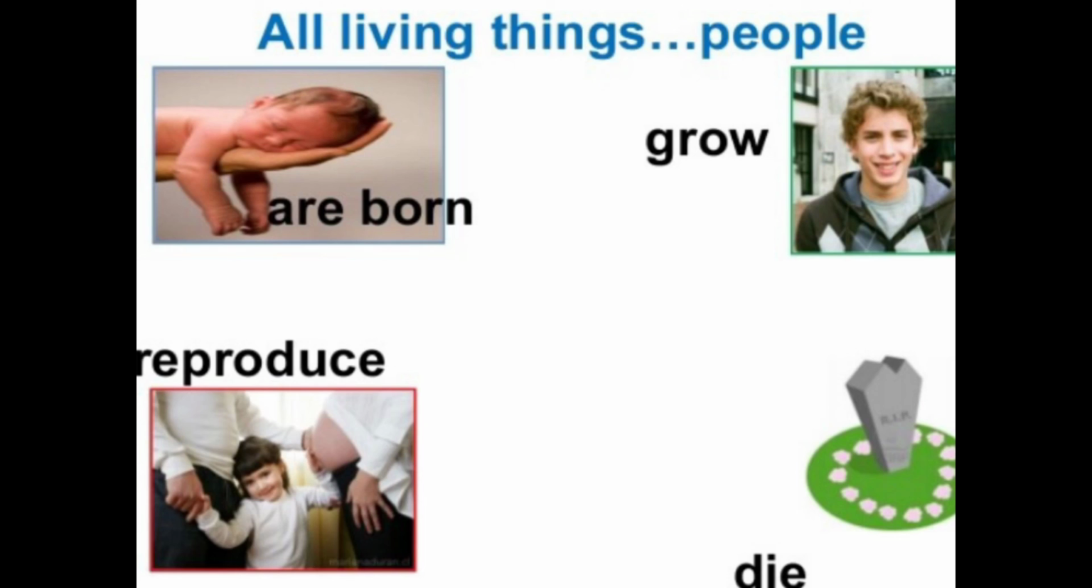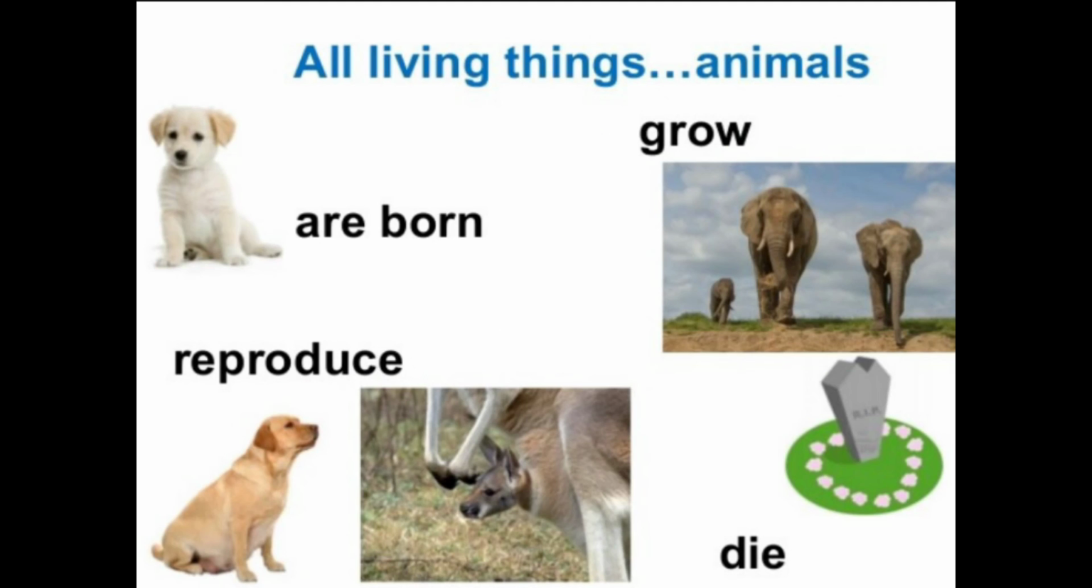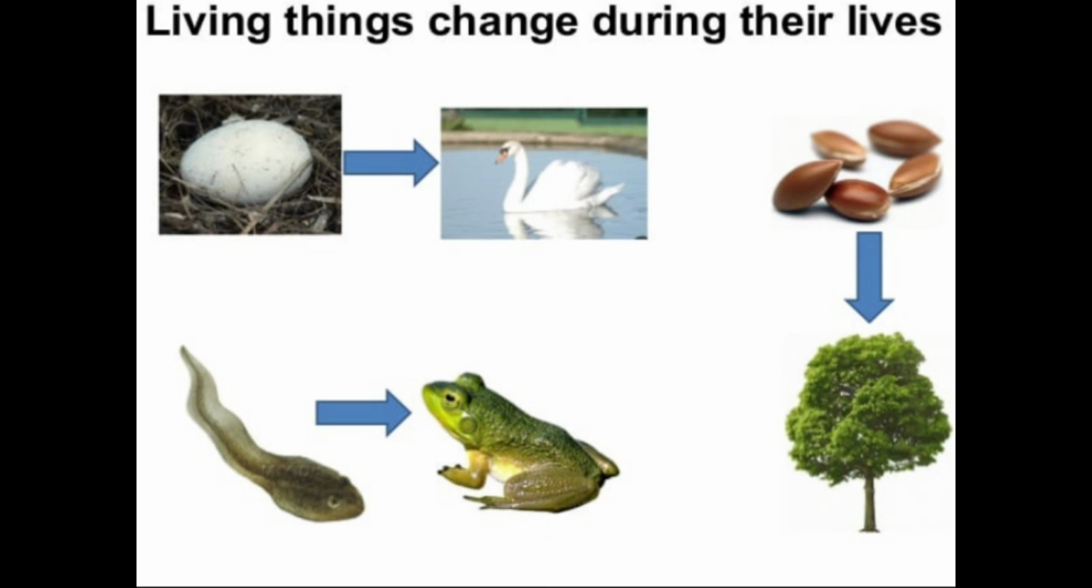Okay, all living things, for example, the four main stages of all living things, if we talk especially about people, they are born, then they grow, then they reproduce, and after that they die. Likewise plants, they are born, they grow, and then they reproduce, and after that they die. Just like animals, they are also born, they grow, they reproduce, and they die.